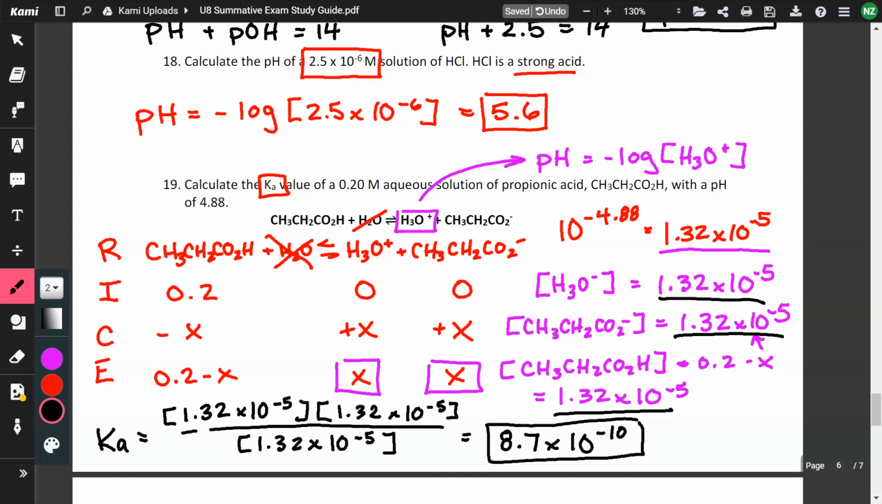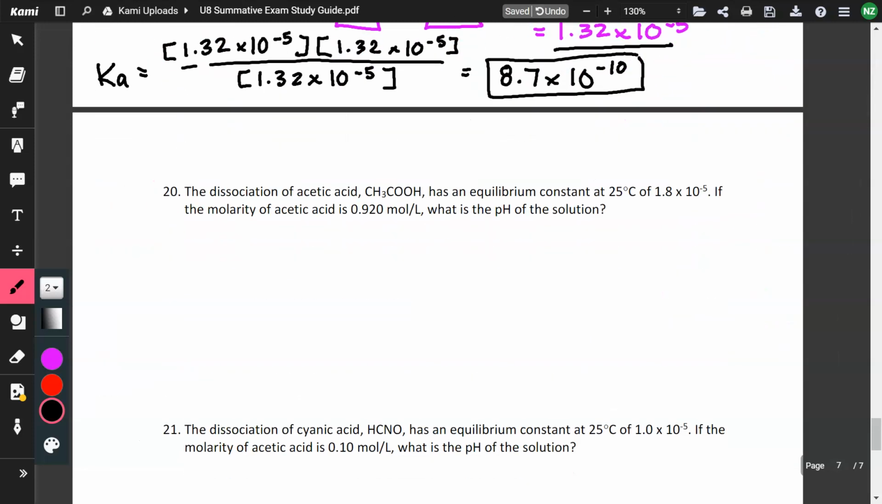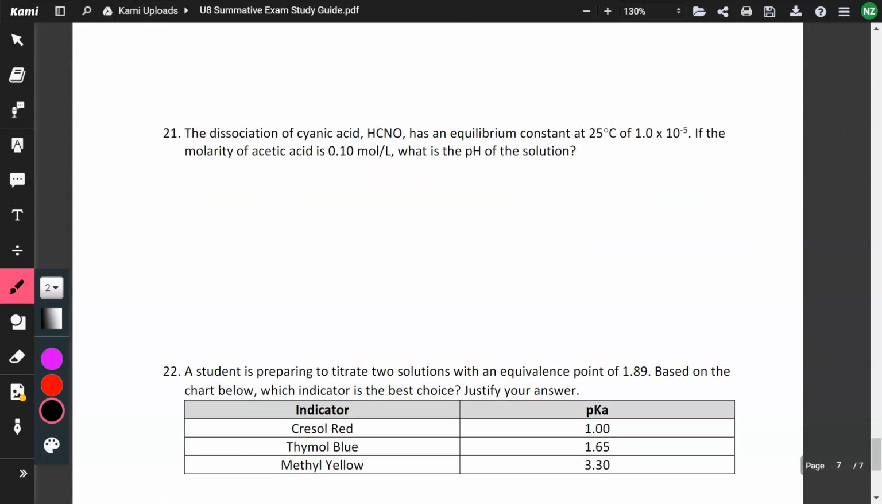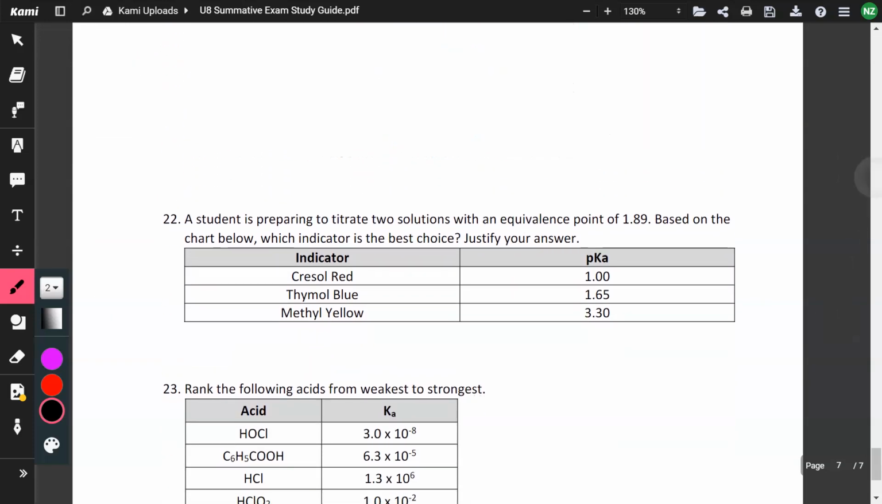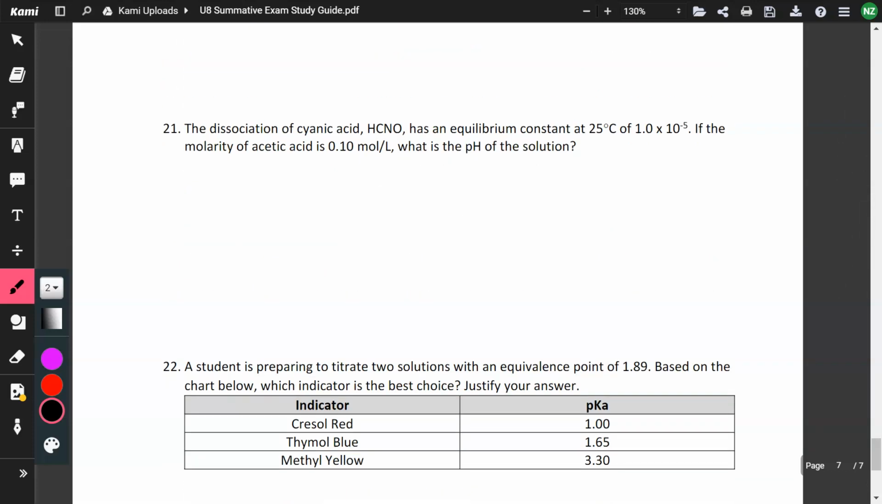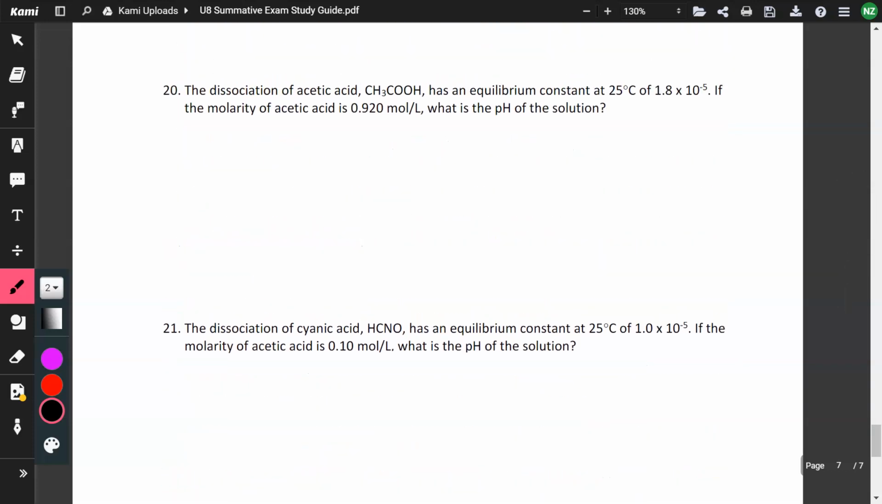All right, we only have 2 more problems that we're going to work through. The last problem on our study guide deals with buffers, so we're going to skip that one here. All right. The dissociation of acetic acid has an equilibrium constant at 25 degrees of 1.8 times 10 to the minus 5. If the molarity of acetic acid is 0.920 moles per liter, what's the pH of the solution?